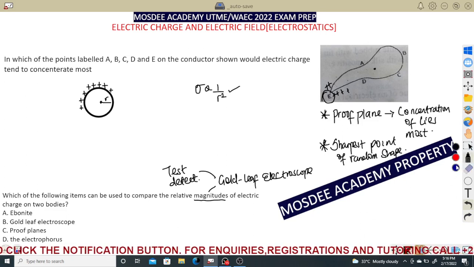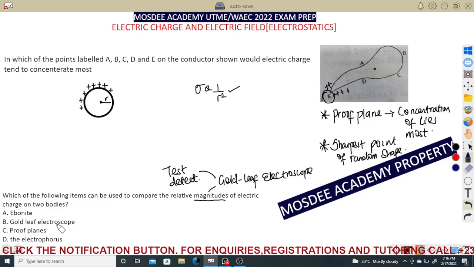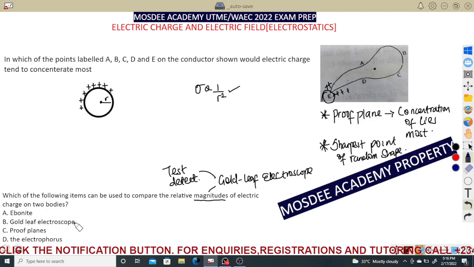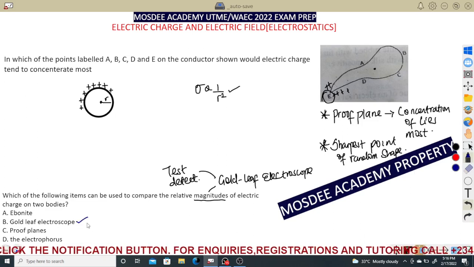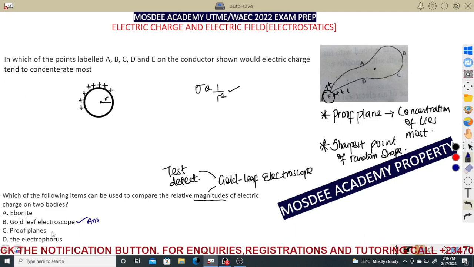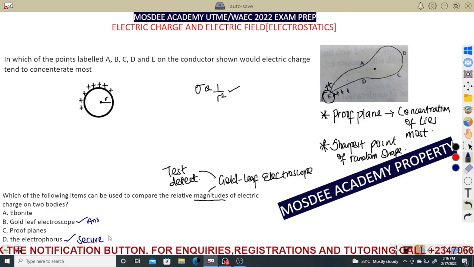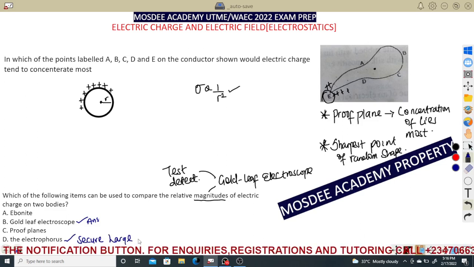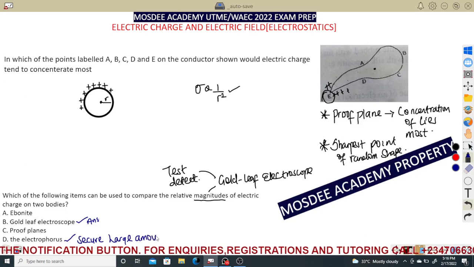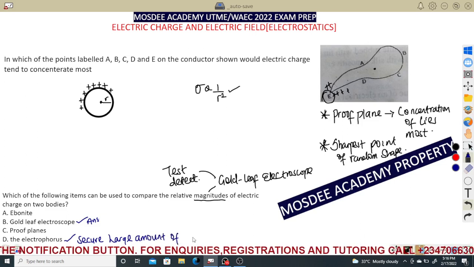So now the answer to this is so simple because I've explained it. This is used to compare the magnitude of charges. Always keep that in mind. This is the answer to the question. This other one, I told you, is used to know the concentration of charge. This one is used to secure a large amount of charges. I will teach you everything about similar charges.